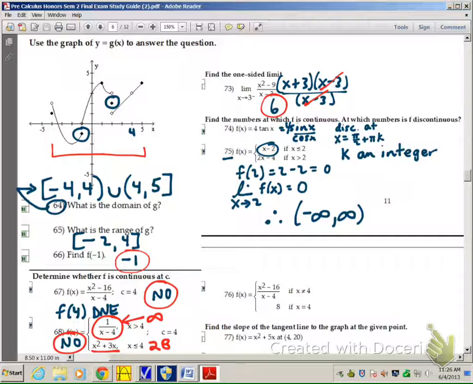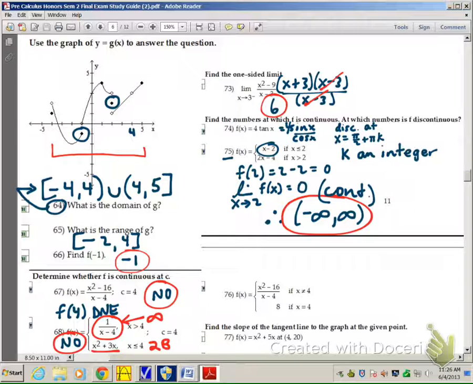So the answer for number 75 is f is continuous over the entire real number line. I didn't say that very well. F is continuous for all real numbers. How about that? Number 76.